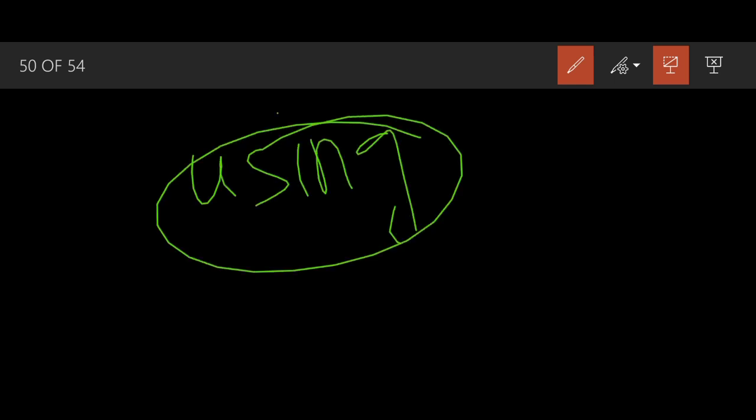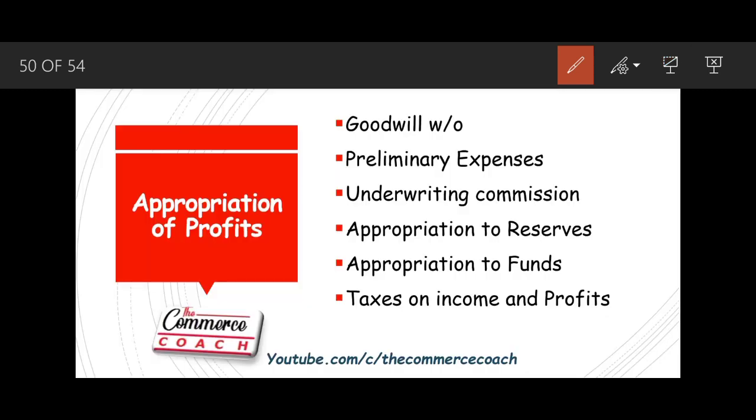Now, appropriation of profit. As we have noted, what do we mean by appropriation? The using of profits. How do we use the profit? So we can use the profit to write off the goodwill. So writing off of goodwill will not be recorded into cost sheet.